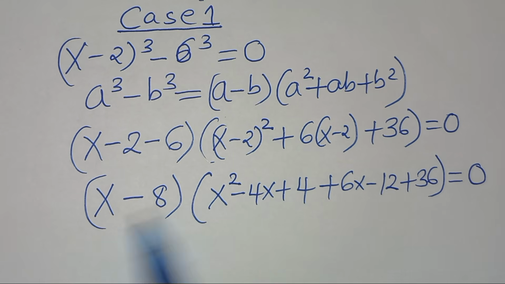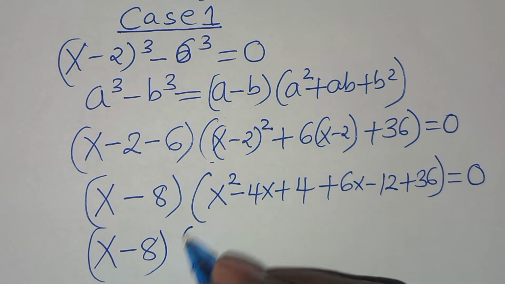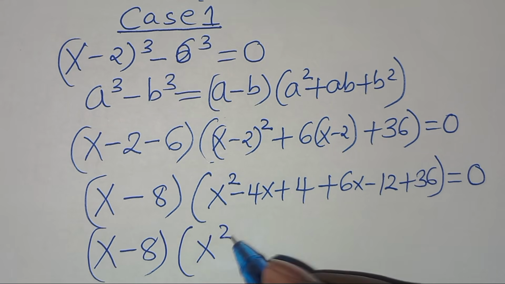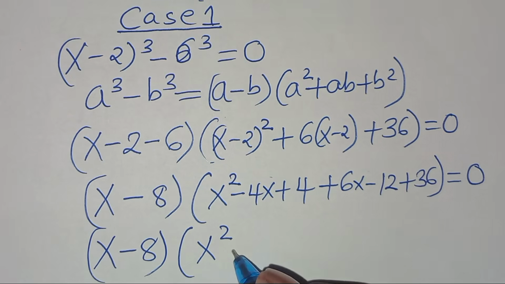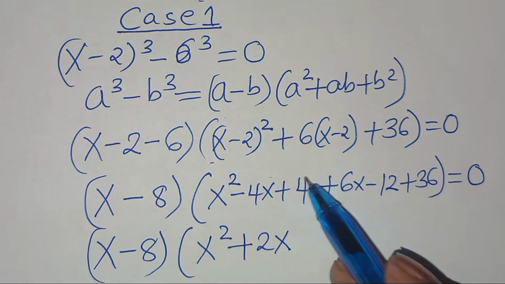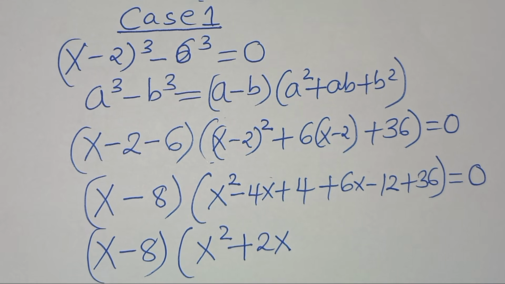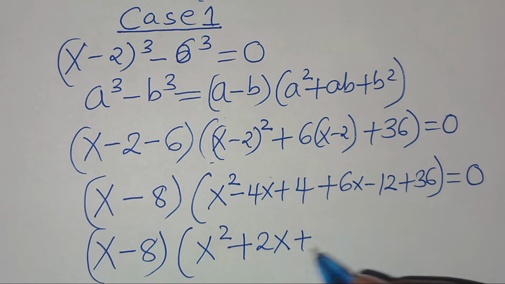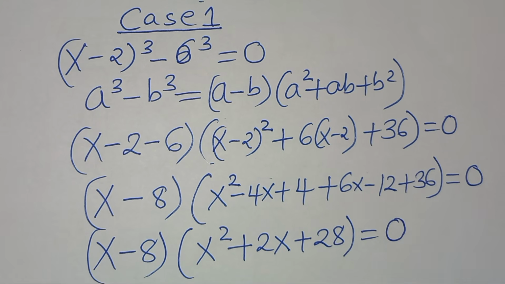Now, the next step here, we have x - 8. Here we have x squared, minus 4x plus 6x, which is the same thing as plus 2x. Now, we have 4 minus 12, this is minus 8, then minus 8 plus 36, this is essentially equal to plus 28. And this is equal to 0.